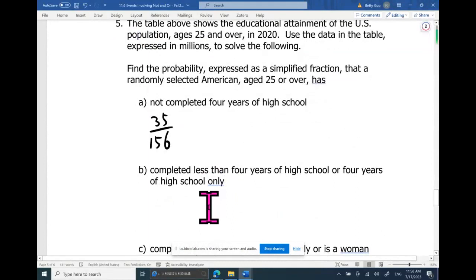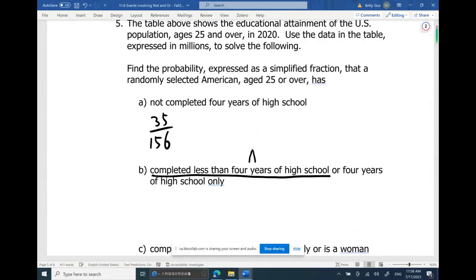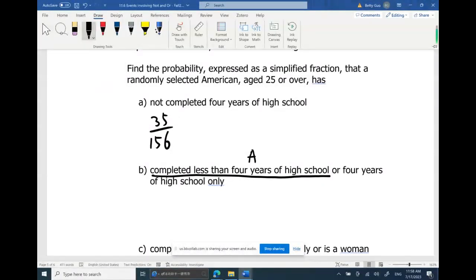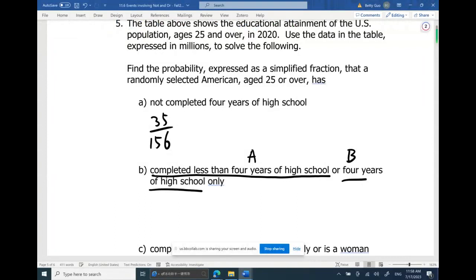Part B: completed less than 4 years of high school or 4 years of high school only. Okay. Randomly select a person who completes less than 4-year high school or four years of high school only, right? So we are looking for P of A or B. When we look for the probability of A or B, always start from what? Determine mutually exclusive or not.